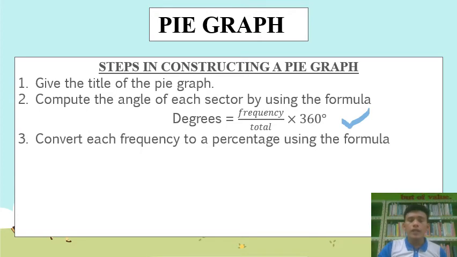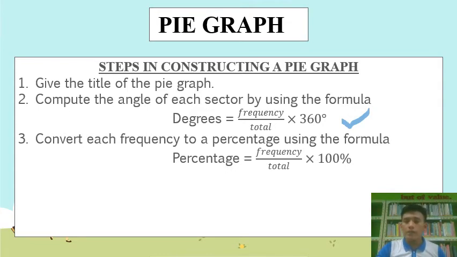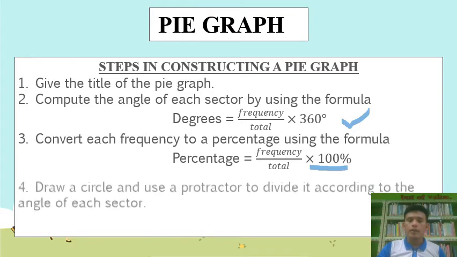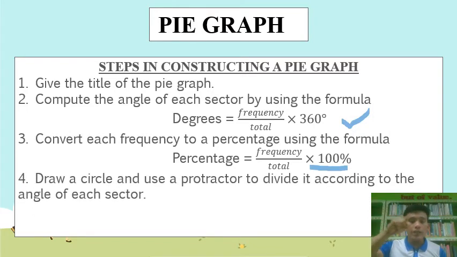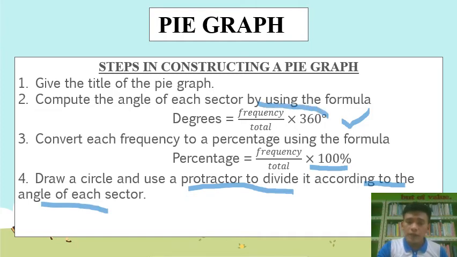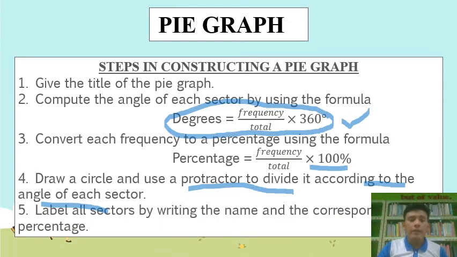Third, convert each frequency to a percentage using the formula. Percentage will be frequency over total times 100%. Fourth, draw a circle and use a protractor to divide it according to the angle of each sector. So it depends on the degrees of each data. Fifth, label all sectors by writing the name and the corresponding percentage.